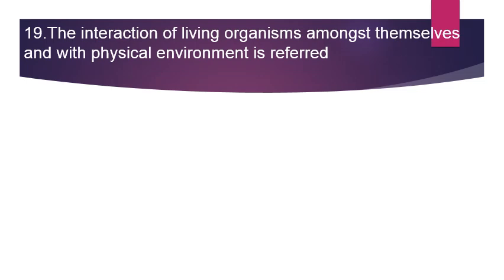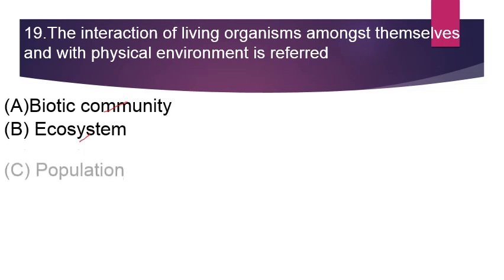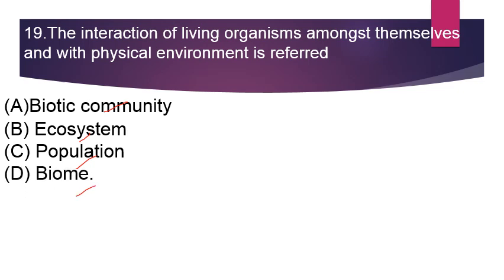The next question is: the interaction of living organisms amongst themselves and with the physical environment is referred to as, our options are biotic community, ecosystem, population, biome. The right answer is ecosystem. An ecosystem is a system in which living organisms interact with its non-living or abiotic components, which includes the environment. So that system becomes an ecosystem.